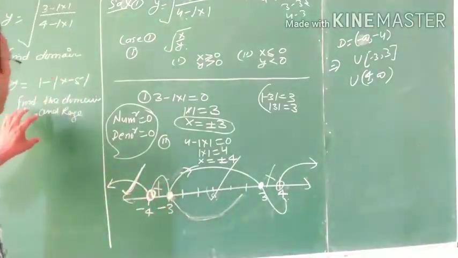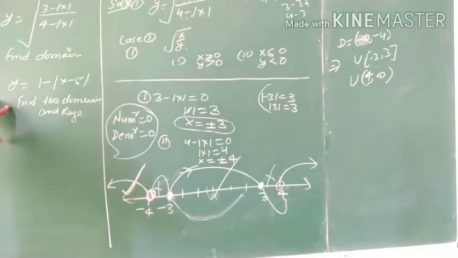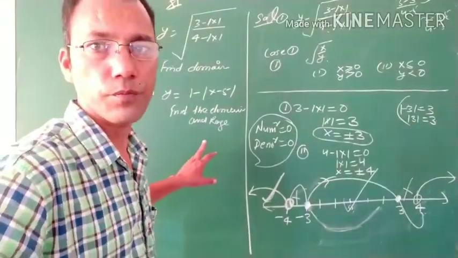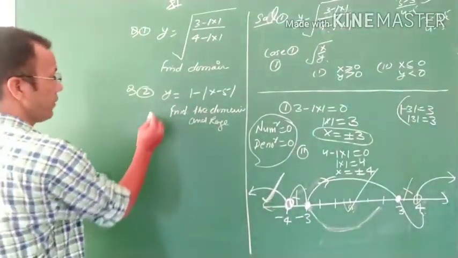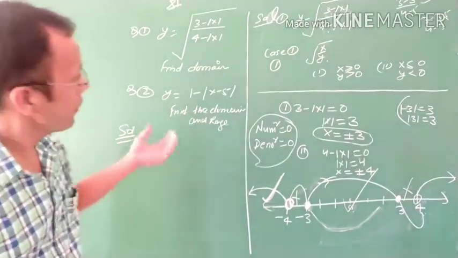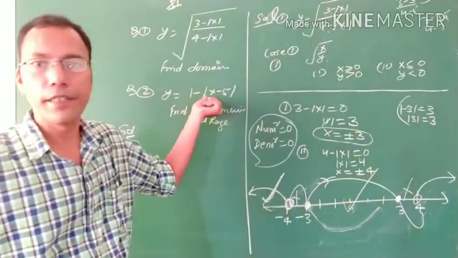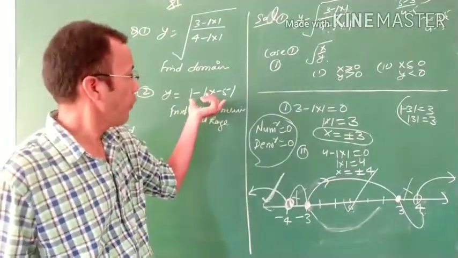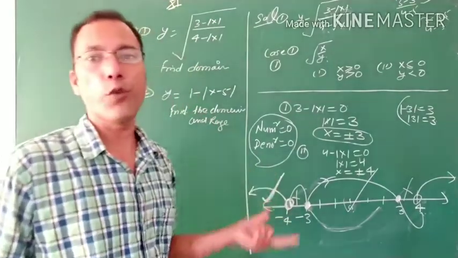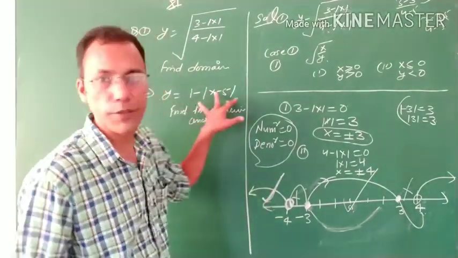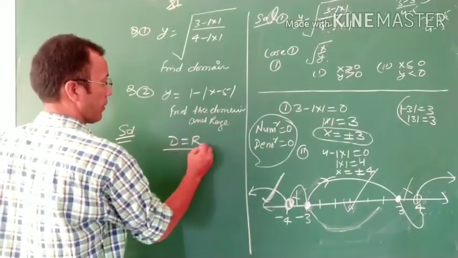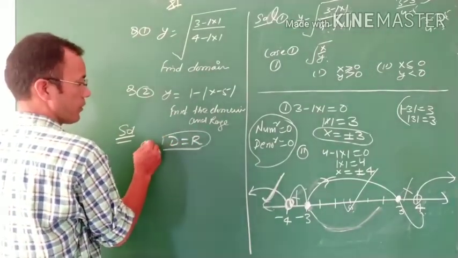And the second one is this one. Let's check the second question. This is the solution to the second. There is no restriction on the independent variable x. I can put anything, because there are neither fractions nor square roots. This is a basic function, so the domain is R. Here the domain is R.